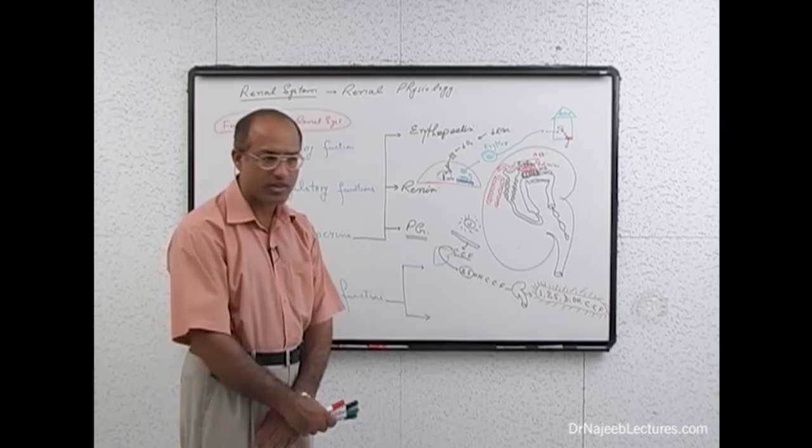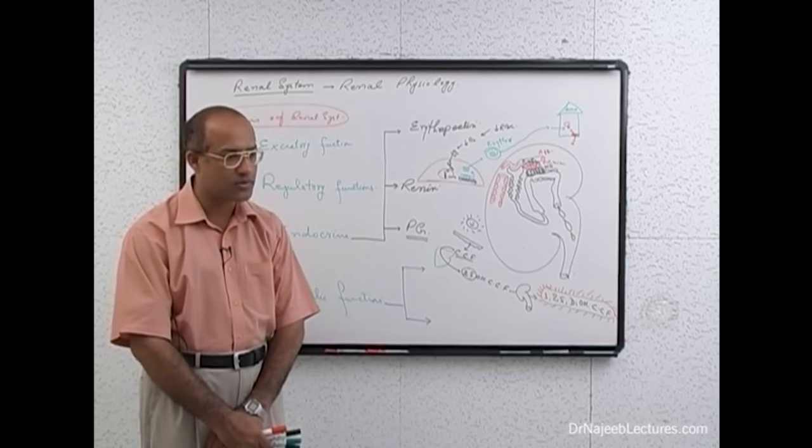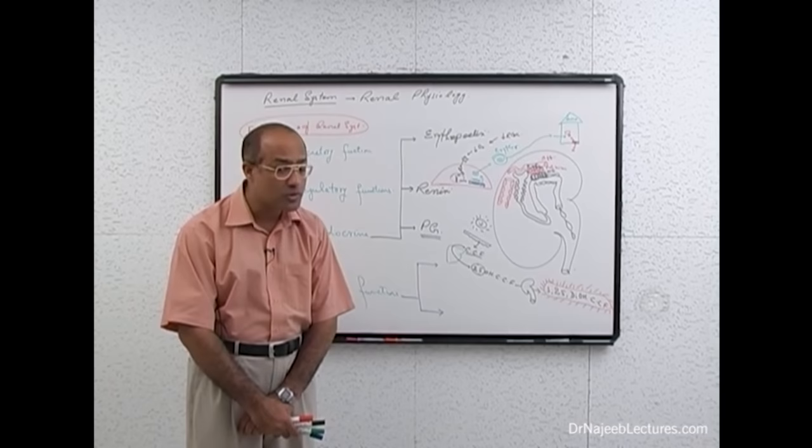You can answer as far as you are wrong. Yes. No, polycythemia is supposed to produce renin. Yes, any guesswork? Nazanin. Amal.